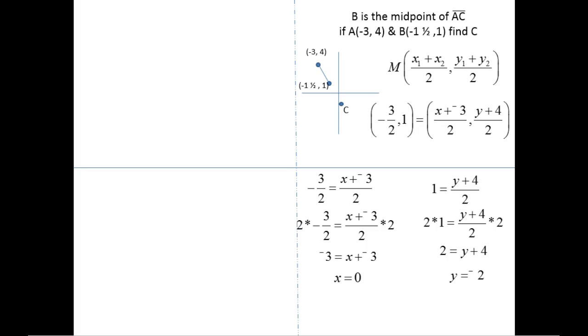Now, your answers are always ordered pairs. That's what we wrote on the front, right? And I'm looking for point C. So this is called point C, so I need to write it like an ordered pair. So C is at 0, -2.